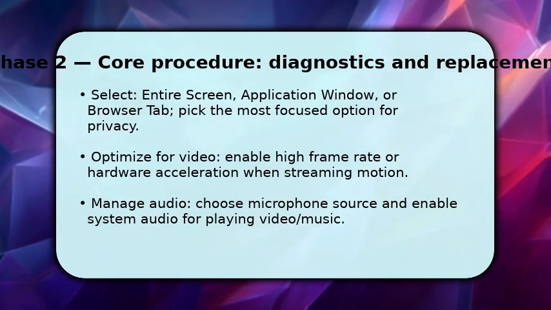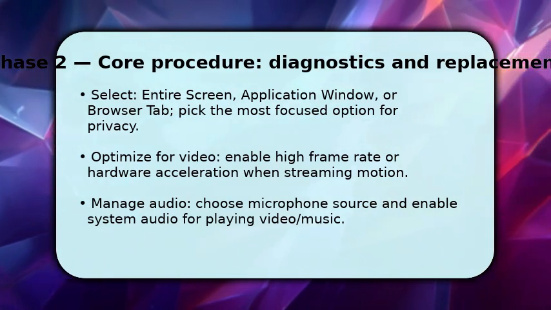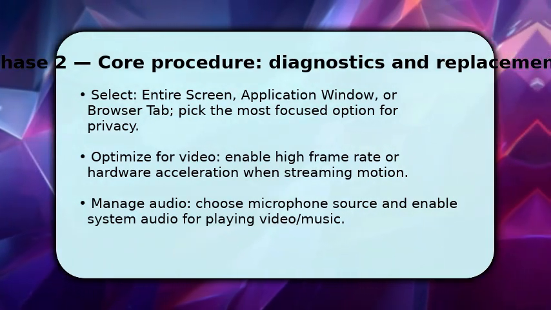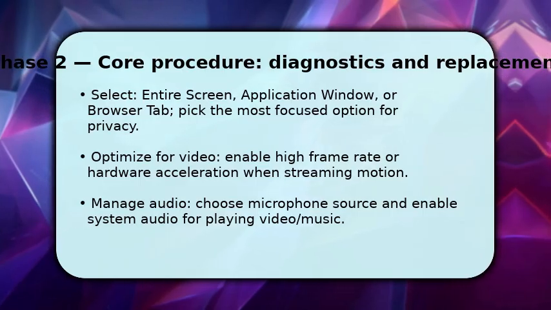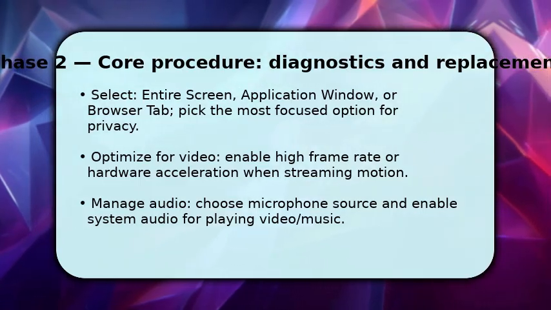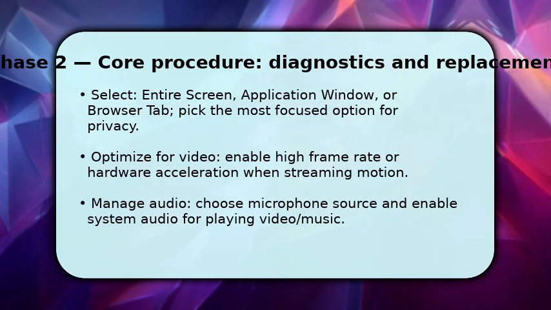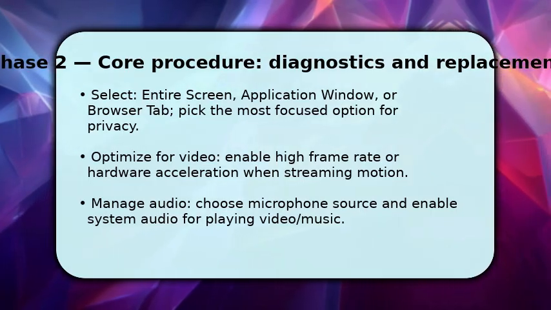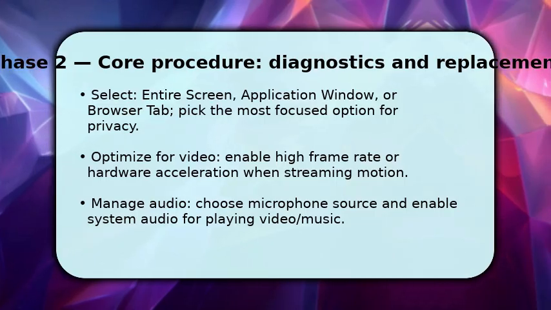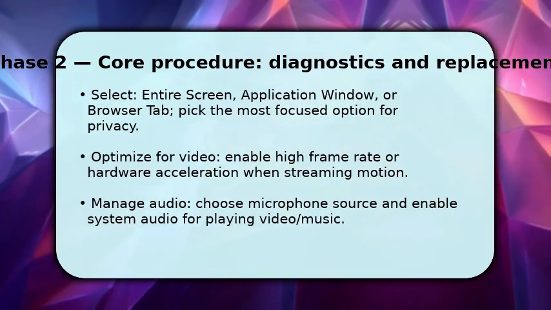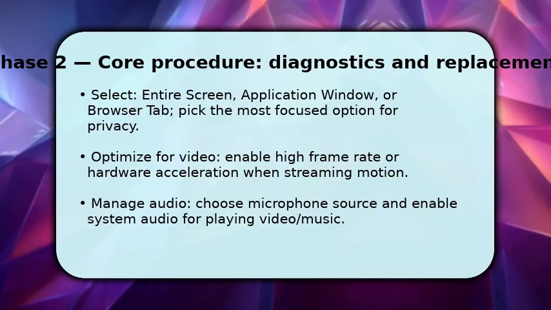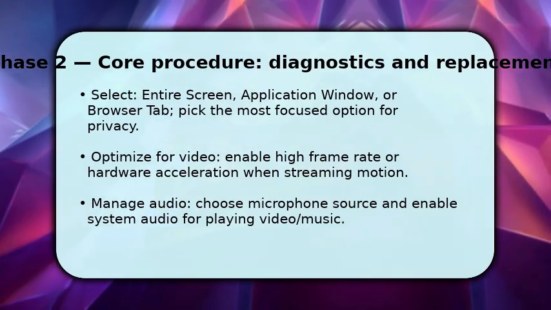Select Entire Screen for demonstrations, a single application window to protect privacy, or a browser tab when sharing video. Make sure to pick the monitor if you have multiple displays. Once selected, choose Quality Settings, optimize for video when streaming motion to avoid choppiness. Also, confirm the audio source so your voice and system sound are routed correctly.